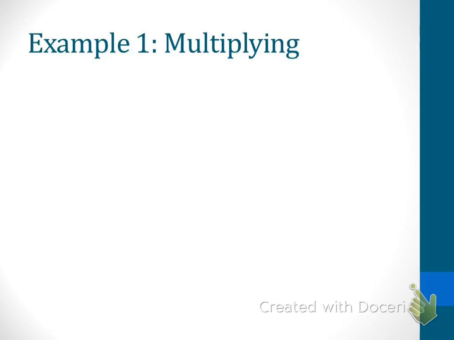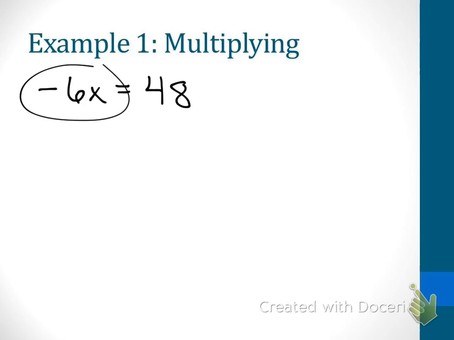We're on page 97. In example 1, I have the equation negative 6x equals 48. Well, the first question I always ask myself is, what operation is connected to my variable? It's multiplication. So what's the opposite of multiplication? Division. And I want you to always show division with the fraction bar. Don't do the division symbol, okay?